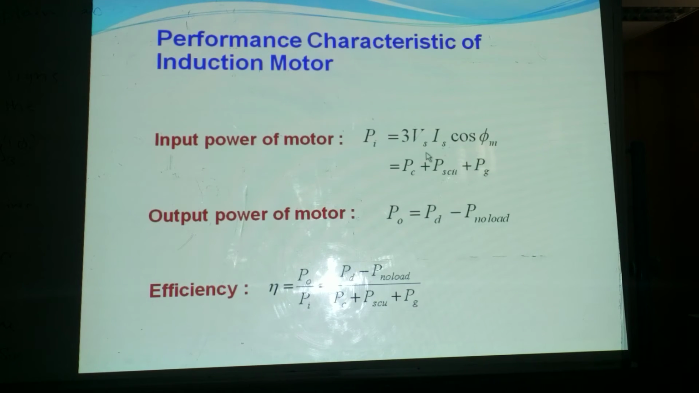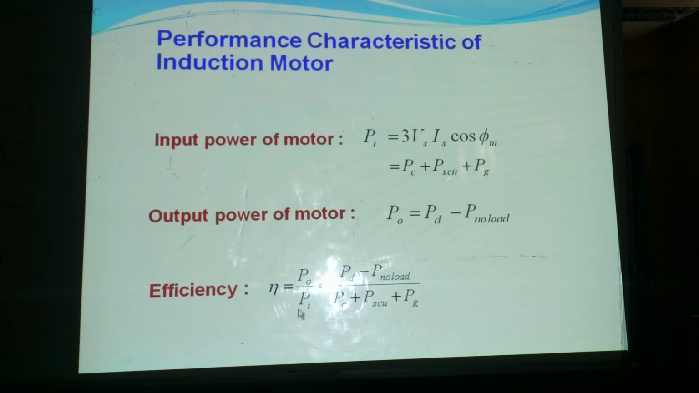Input power 3 Vi cos phi is nothing but Pc plus PSCU plus Pg: stator copper losses, stator core losses, and air gap power. Output power of the motor is power developed minus no load power. No load power means the power supplied under no load condition. The motor will just supply friction and windage losses, no?